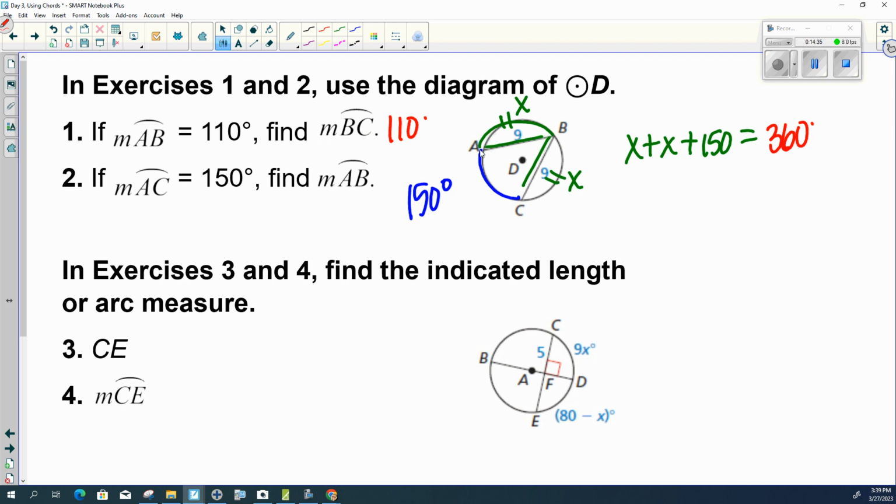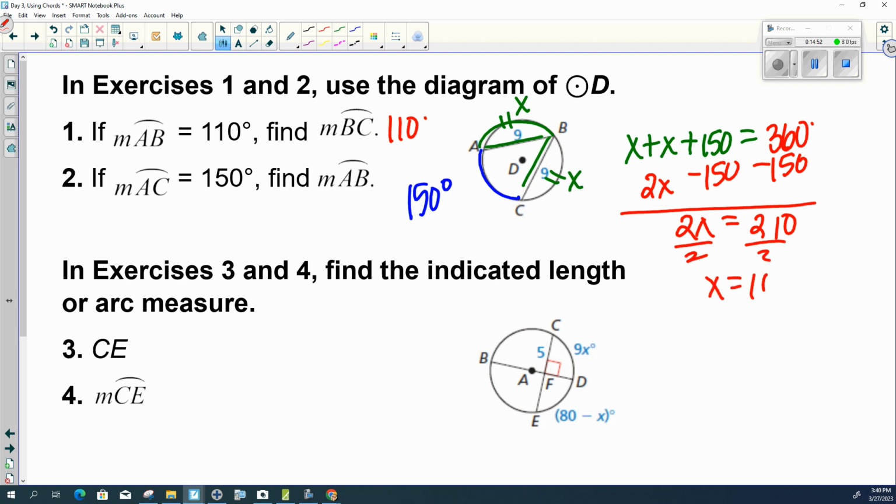Okay, if you've unpaused, it's 360, so I can combine my like terms. I can subtract that 150 from both sides. Divide by 2. So on this second problem, and I know it's not matching this top thing up here, but they're two different problems. They're just giving us that generic diagram. X is 105, and that's what I named these arcs. So arc AB is 105 degrees.